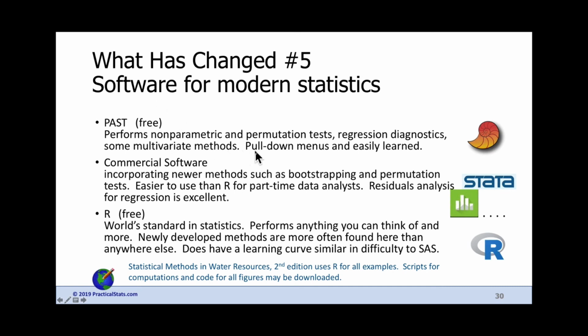Then here's one that I recommend to people. It's free. It has pull-down menus. It has permutation tests and bootstrapping. It has good regression diagnostics. It has even some multivariate methods that ecologists use. It's called PAST. And it's free. You could go and download that. Just go into your browser search and type in statistics and PAST, and you'll find it.